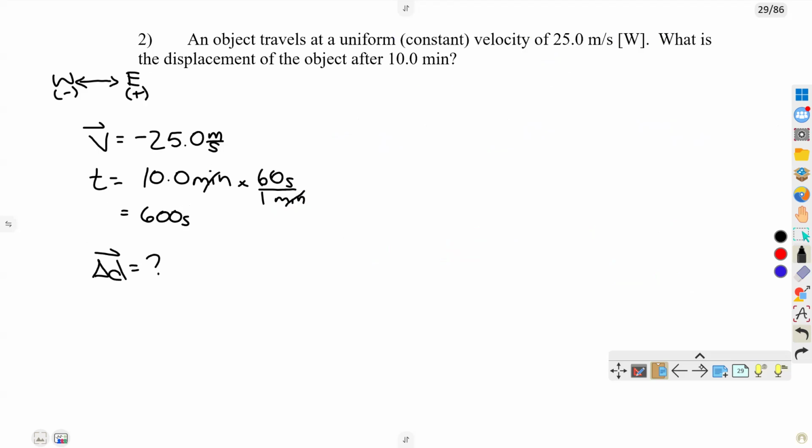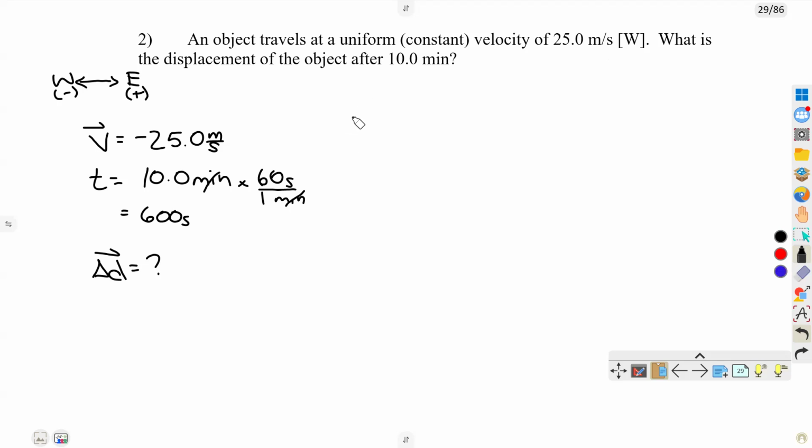Okay, next one. We're giving you the velocity and the amount of time, and we want to find the displacement of the object. Again, the object is moving 25.0 meters per second west, so it's traveling at uniform or constant velocity. So it's traveling in the negative direction. That's why we have the negative direction there.